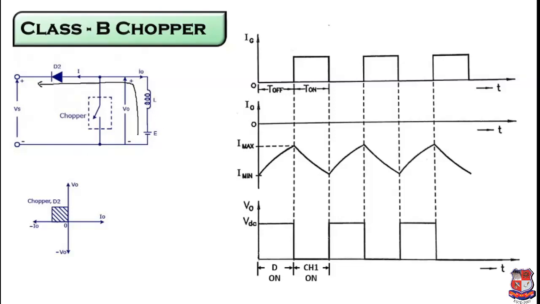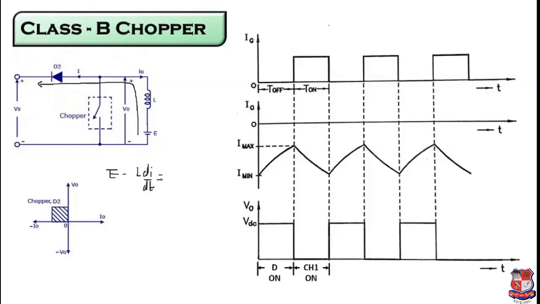If you write the KVL equation, you can say that the output voltage will be negative. So what will be the output voltage? Let us try to write it down. It will be positive E minus L di by dt, positive E minus L di by dt.